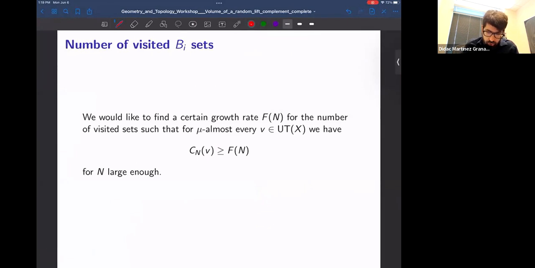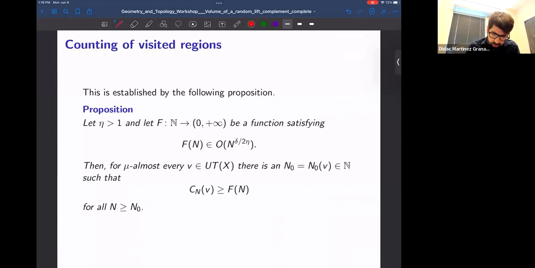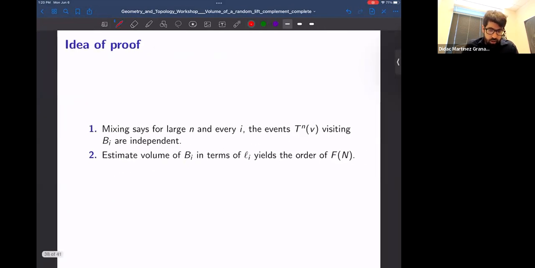So what we would like to find is a certain growth rate for the number of visited sets. Okay, so that with respect to the probability volume measure mu in the unit tangent bundle, for almost every v in the unit tangent bundle, we get that the number of visited sets is at least as large as that growth rate. Okay. And what we find is that if we take that growth rate to be of the order n to, well, there are these two constants playing a role here, this is delta over 2 eta. Delta and eta are some constants that come from the dynamics of the problem and from some geometric properties of the model. But the point is that both delta and eta can be made arbitrarily close to 1. Okay, so if you choose a growth rate for f that is of the order n to the 1/2, essentially, you can guarantee that for almost every v in the unit tangent bundle, you will have a growth rate of this order.